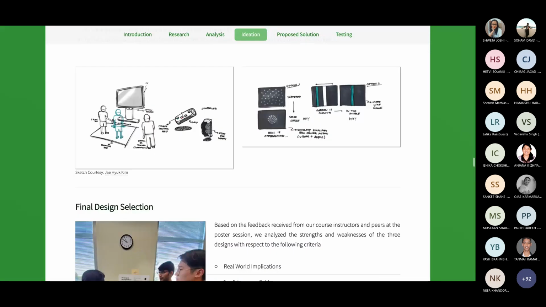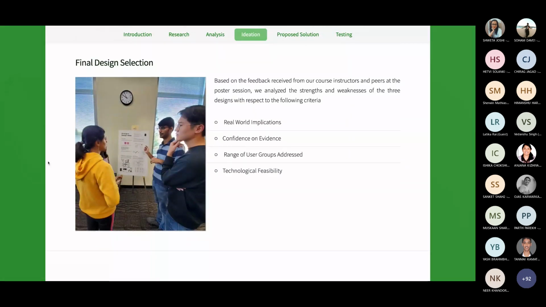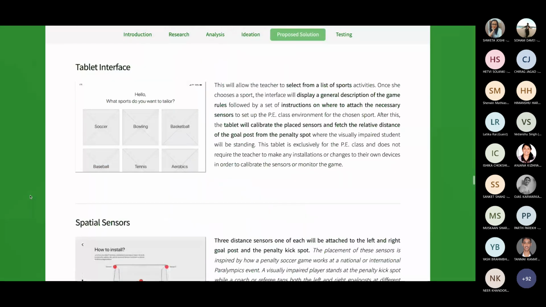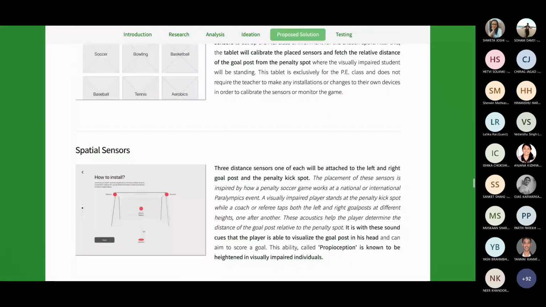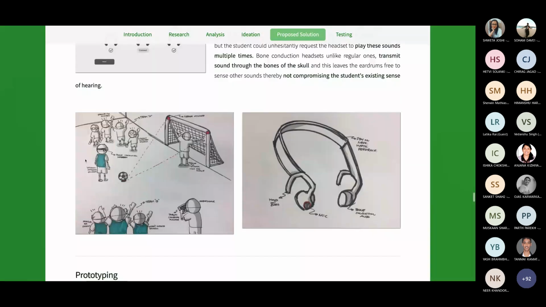So at this stage, they are just sketches, but then we went to the users and asked them, what do you think of these ideas? And then finalized an idea. And this is the goalpost that I'm talking about. So these two red ones are distance sensors, and these are headsets. So based on the distance sensors and the sound they make in the headphone that the user is wearing, they're able to sort of understand how far away the sound is coming from and then aim their goal.